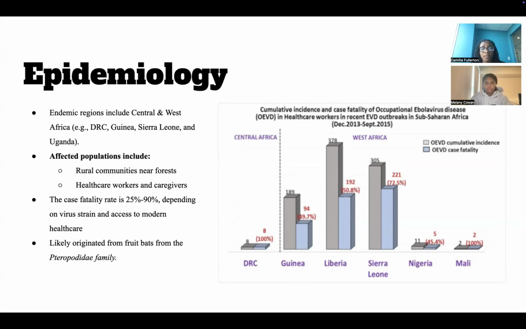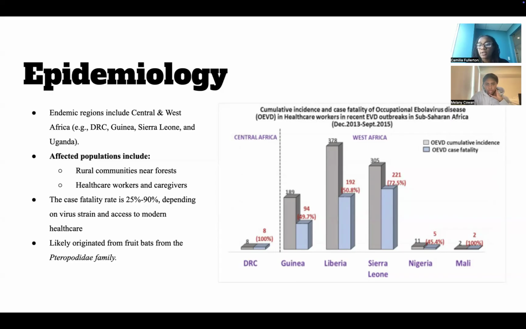Pteropodidae family. And if you turn your attention to the graph here, it's about the cumulative incidence and case fatality of occupational Ebola virus disease. So you can see here that in West Africa, there are a lot more cases and case fatalities than in Central Africa, even though the virus did occur in Central Africa, it clearly made its mark in West Africa.